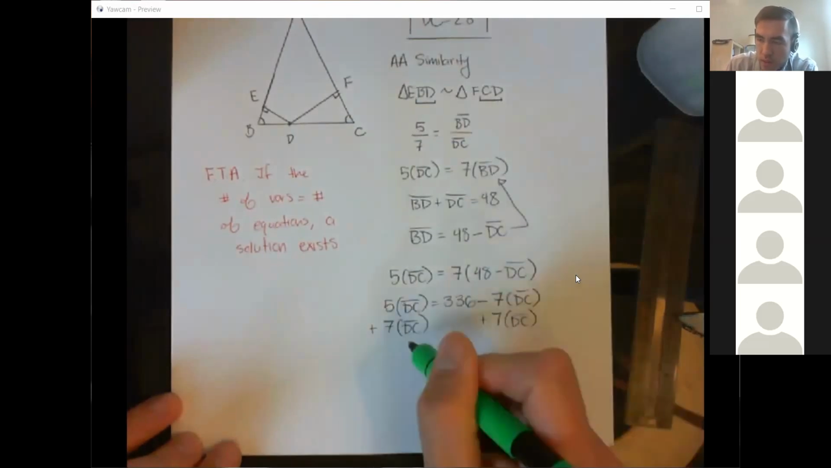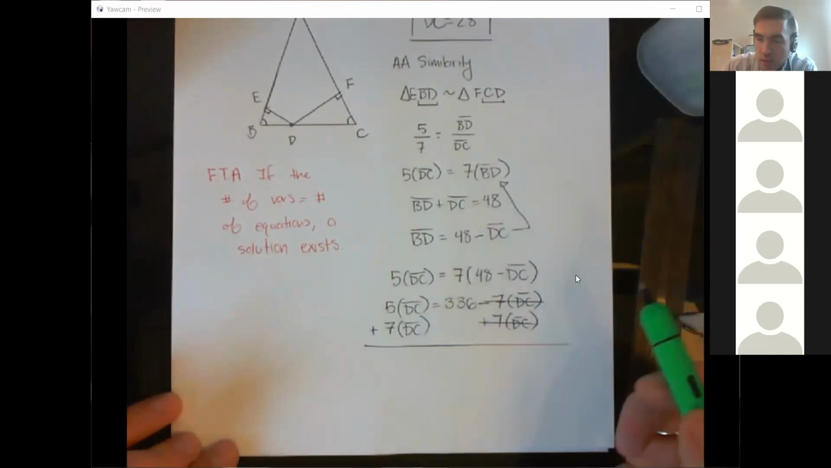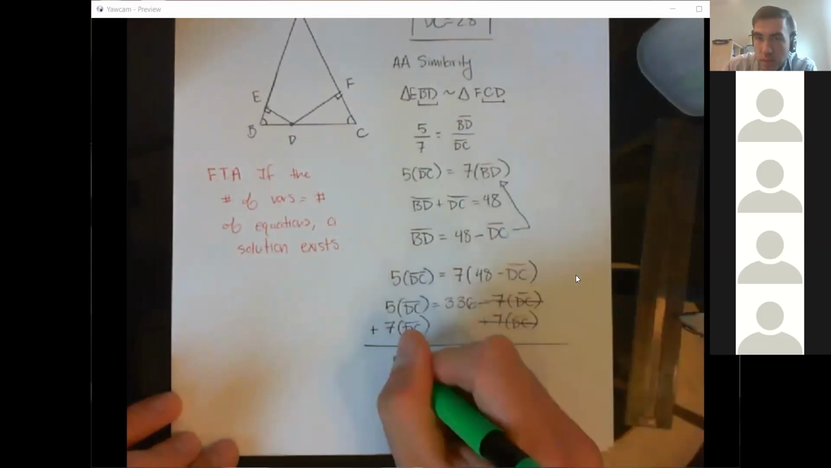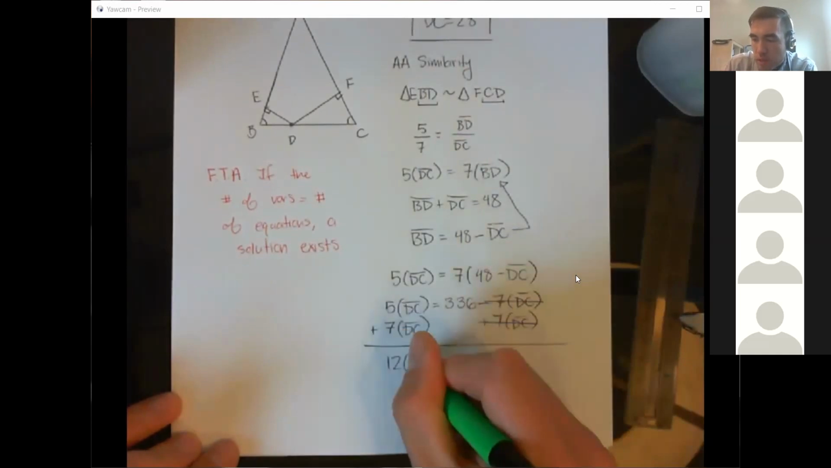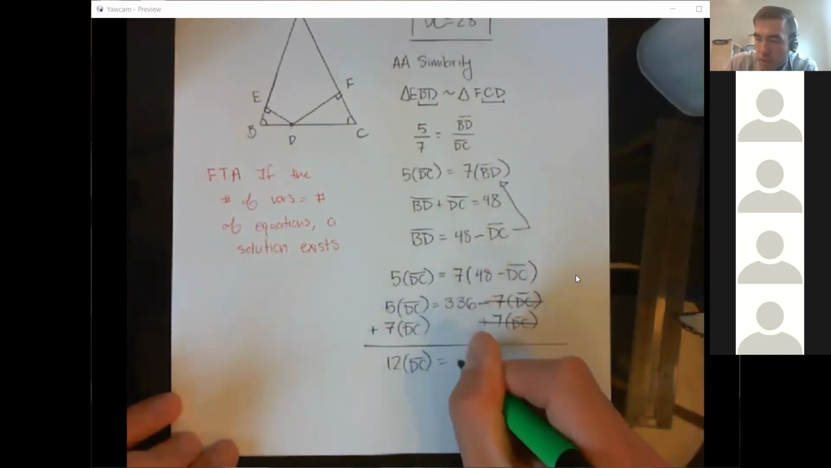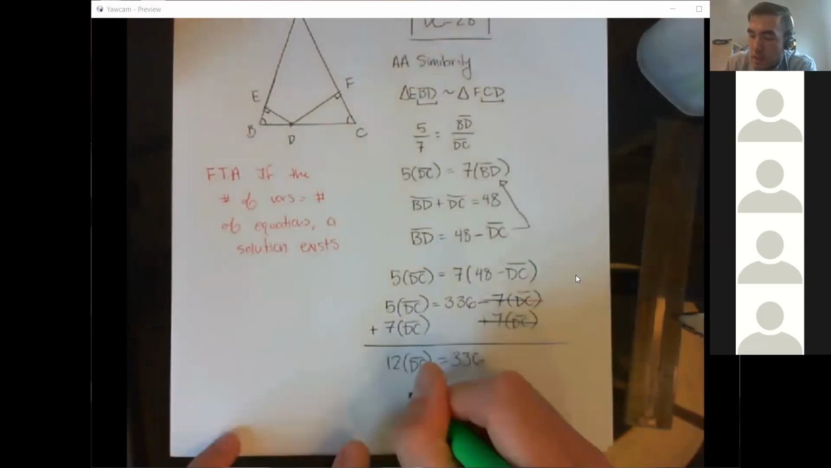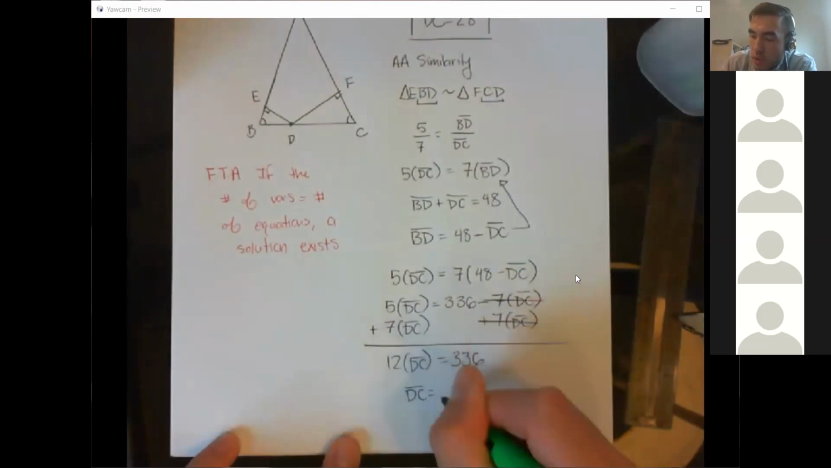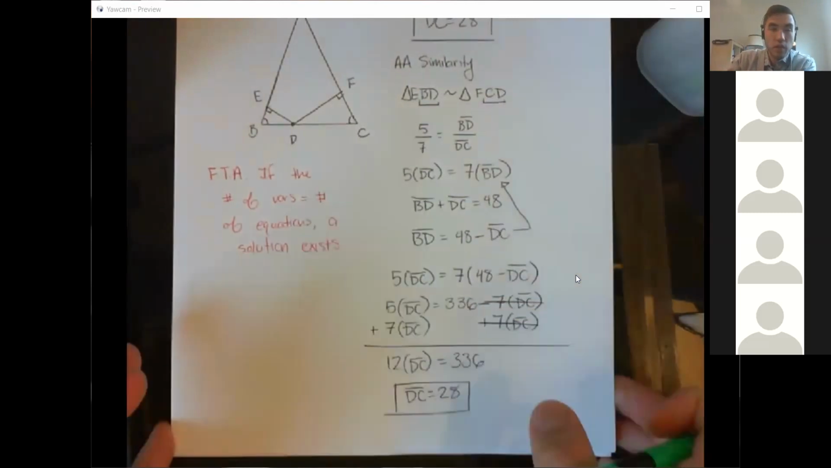And so on the right-hand side, DC cancels with DC, and on the left-hand side, what's 5 plus 7? 12. 12 DC is equal to 336. And so now I can divide both sides by 12. And you get 28. And this gives us that length DC is equal to 28, which works out very nicely because it fits with all of our initial conditions.